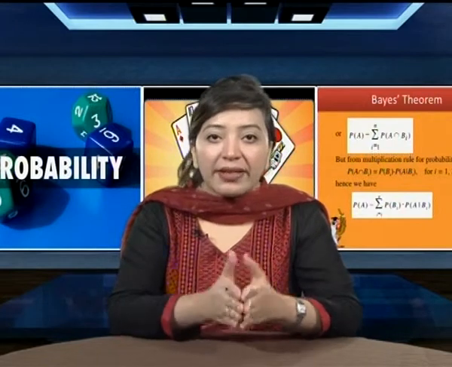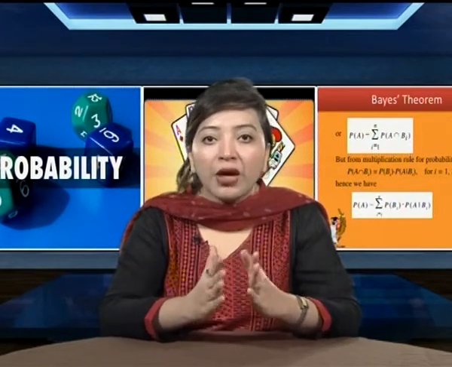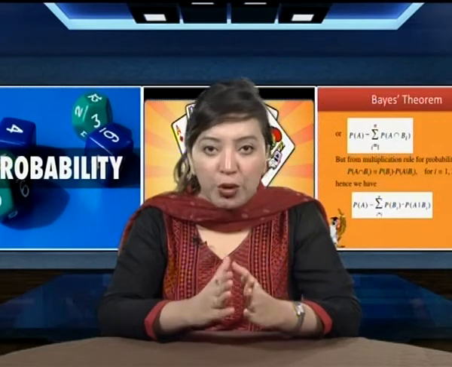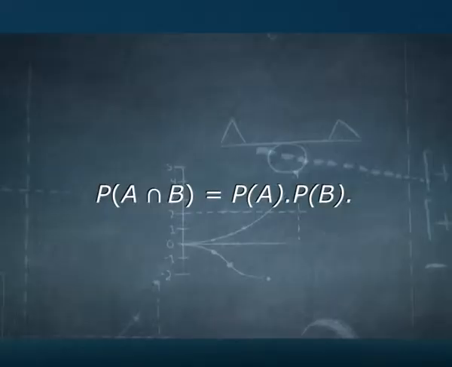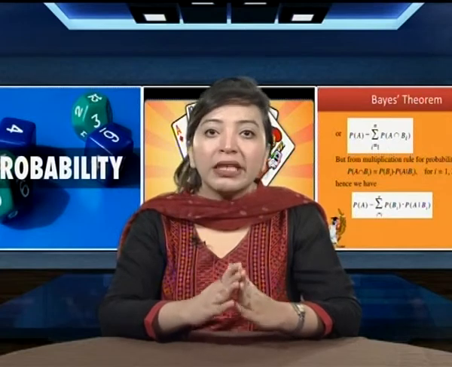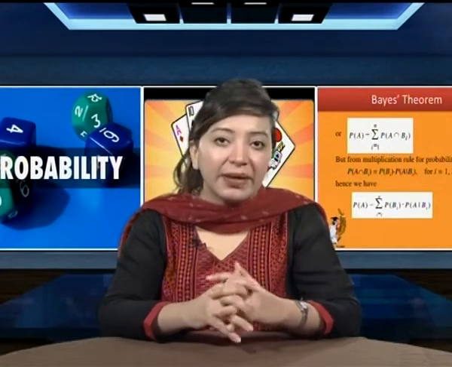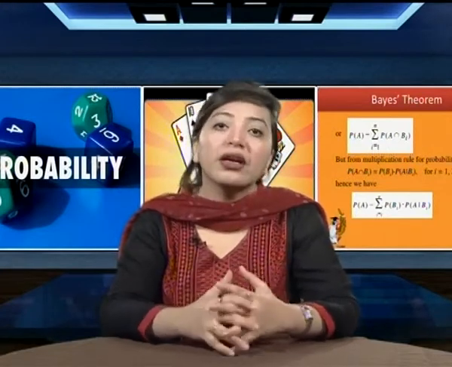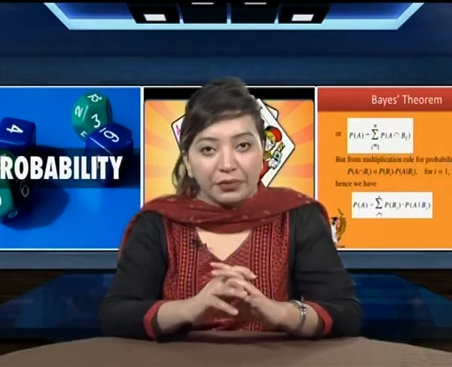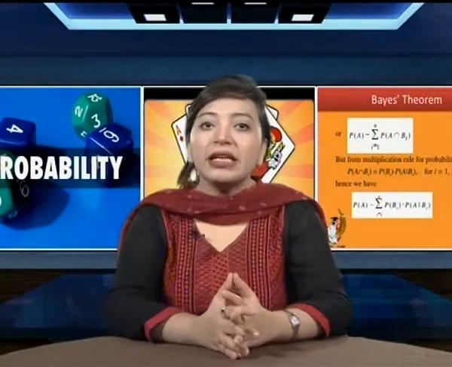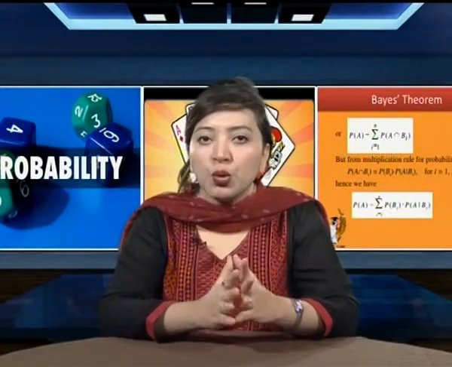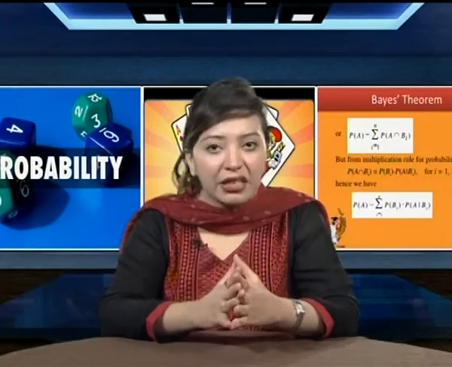Now let's see the next one, that is multiplication theorem for independent events. If two events A and B are independent, then the probability of A intersection B will be equal to probability of A times probability of B. That is, the probability of joint occurrence of two independent events is a product of their respective probabilities. We'll see an example for this. A box of 9 golf gloves contains 2 left-handed and 7 right-handed gloves.